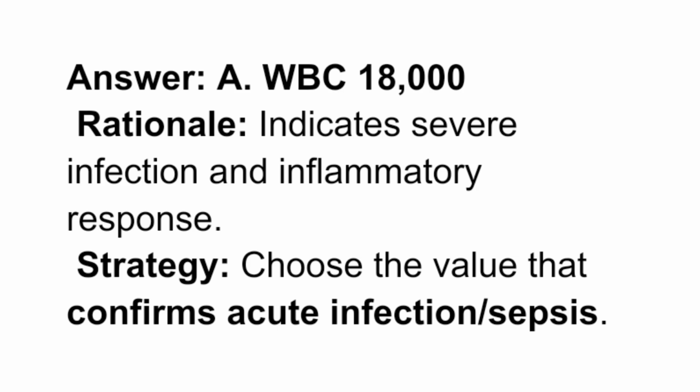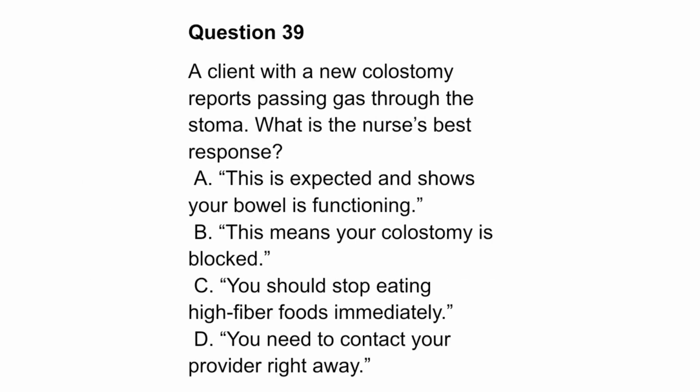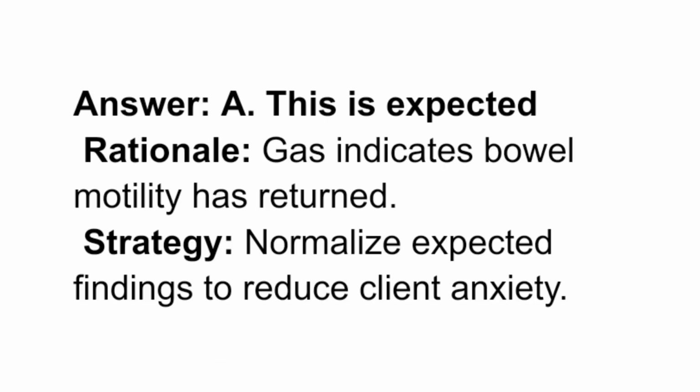Strategy: choose the value that confirms acute infection/sepsis. Question 39. A client with a new colostomy reports passing gas through the stoma. What is the nurse's best response? A. This is expected and shows your bowel is functioning. B. This means your colostomy is blocked. C. You should stop eating high-fiber foods immediately. D. You need to contact your provider right away. Answer: A. This is expected. Rationale: gas indicates bowel motility has returned. Strategy: normalize expected findings to reduce client anxiety.